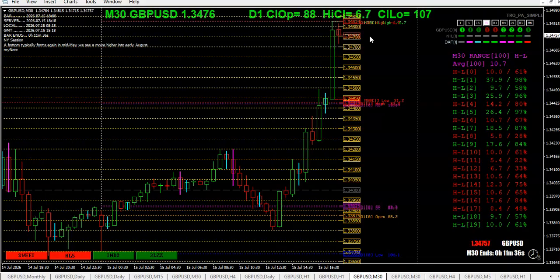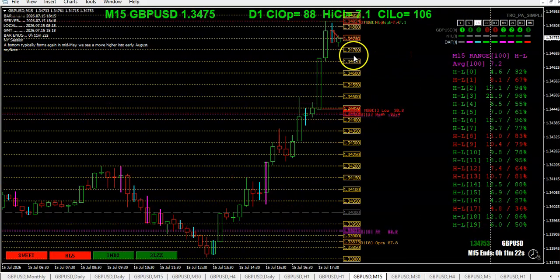So see, we just crossed above the 75 line. We've got one close above it on M30, and we still have, let's see, we just started a new M15 candle. So let's see what that looks like. Previous M15 was an inside bar. So we'll see if we get a close above 75 and maybe possibly a close above 80.